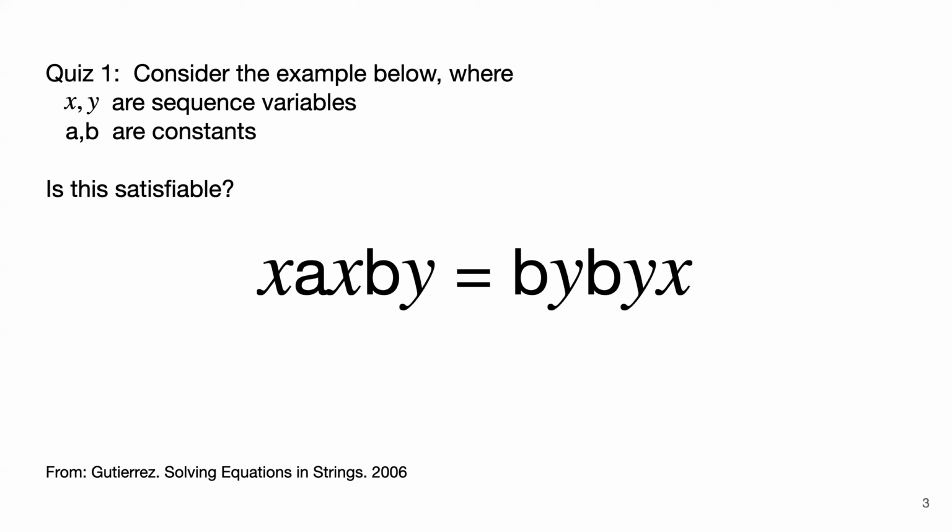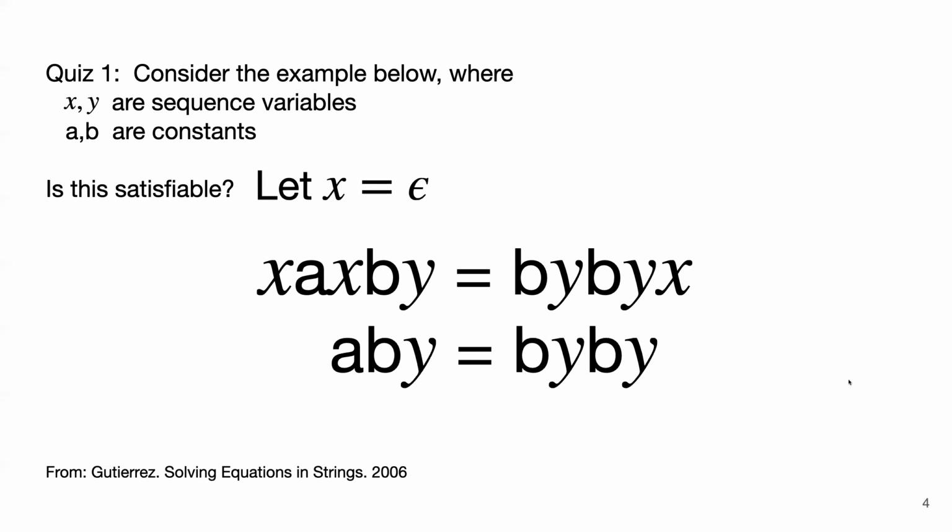It seems to me one letter solutions don't really work, and two letters are harder. Artem has a good point that even no letters can be substituted. For example, x could be empty, but let's see. Let's assume that x is empty. If we substitute for x, we get aby equal to by. Clearly, both of them start with different letters, so this is unsatisfiable if we assume x is empty.